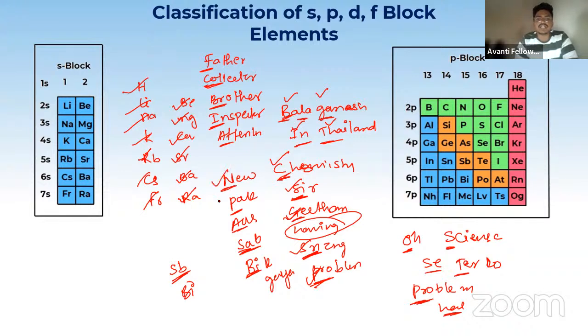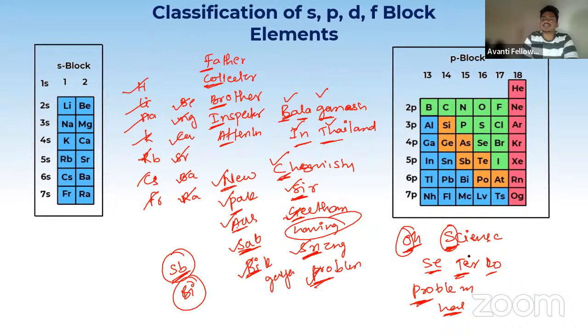Next one, New Zealand, Pakistan, Australia, सब बिक गया है. किसमें बिक गया? आईपीएल में बिक गया है. So that is nitrogen, phosphorus, arsenic, antimony, bismuth. Antimony means Sb and bismuth means Bi. Next, group 16. Group 16 is हो साइंस से तेरे को प्रॉब्लम है: oxygen, sulfur, selenium, tellurium and polonium. Okay, so these are the short tricks for the elements.